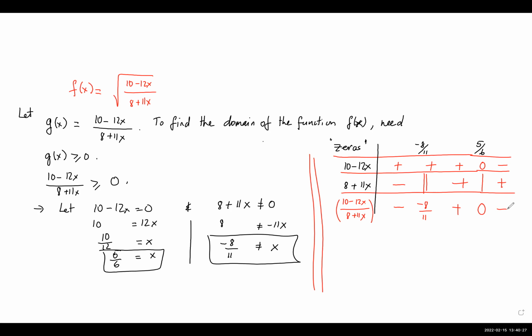However, go back to what we said here. To find the domain of the function f of x, we need g of x, which is right here, greater or equal to 0. So look at the third line here. We see that g of x is greater or equal to 0 only in this segment. And now we can fill in the blank. We have negative 8 over 11, and all the way up to 5/6.